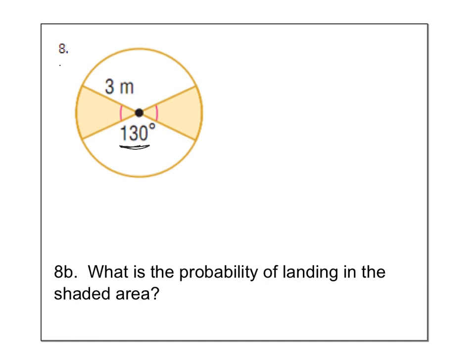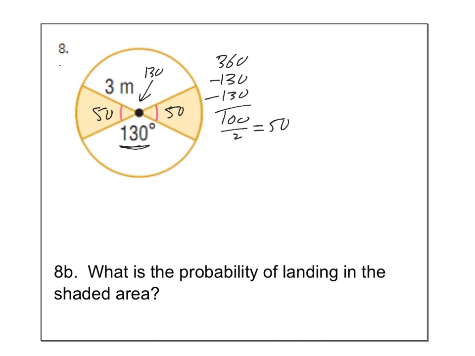This is 130. That makes this also 130. So that makes this 50. That makes this 50. Why? Because the entire circle's got to add up to 360. So if I subtract 130, subtract 130, I get 100, divided by 2 makes that 50.